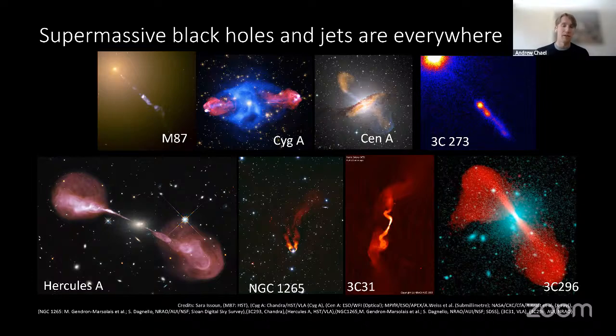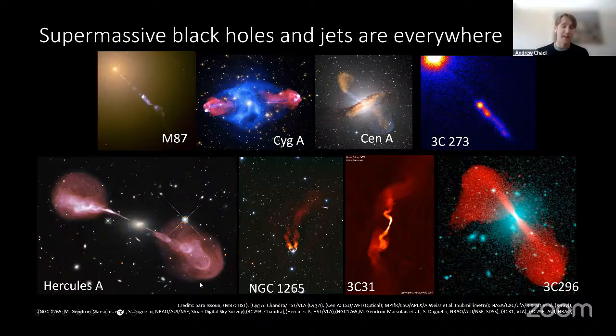These have been observed for over 100 years now, and they exist in many galaxies. Here's a sample of them, where we're seeing the light from galaxies in optical, and then the light from these jets that emerge from the central supermassive black holes in the radio. For example, spectacularly here in the galaxy Hercules A.